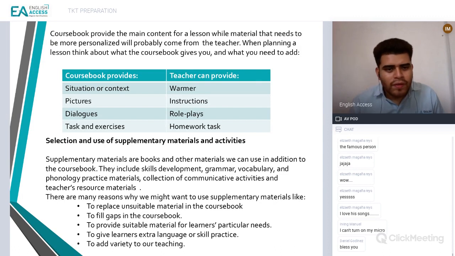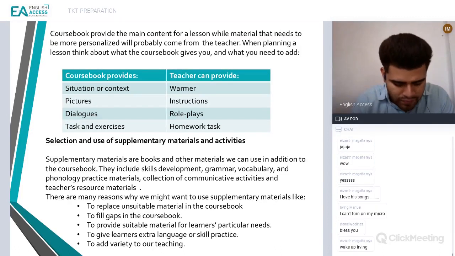Do I continue? Yes, please. Selection and use of supplementary materials and activities.